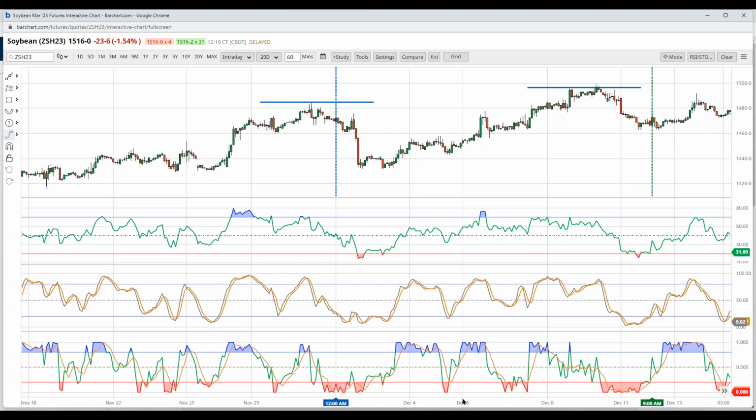So there's December 6th right there. Again, this is at midnight. What I'm going to do now is wait for that oversold condition in the lower time frame to give me permission to come back into this trade.